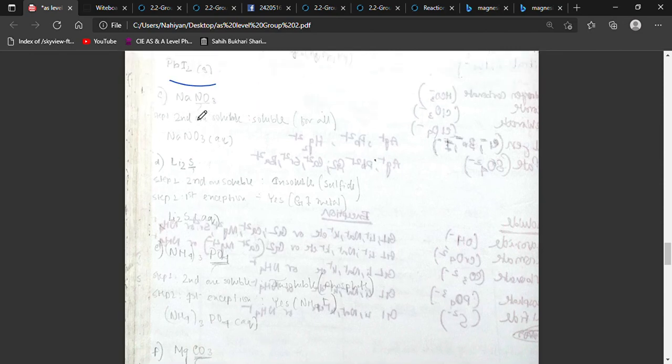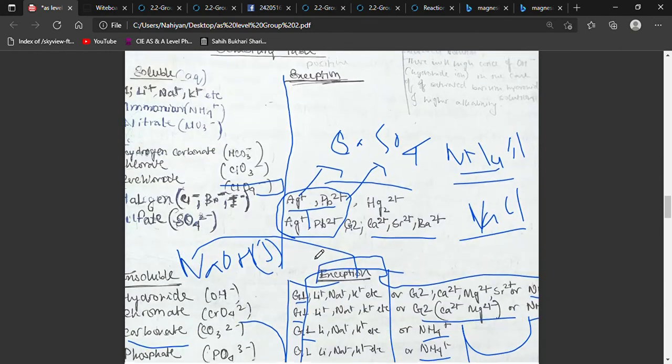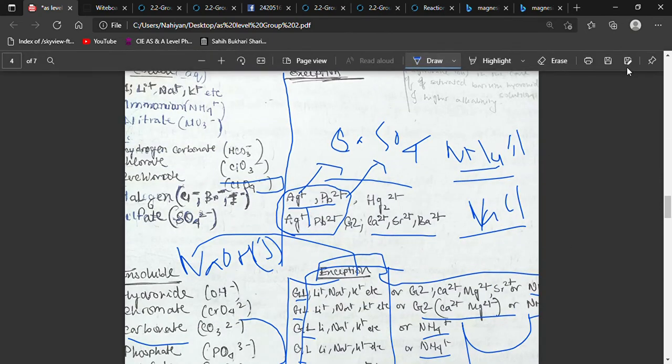So moving on, we have nitrate. We know all nitrates are soluble, and there is no exception. So whenever you see a nitrate ion, you just write it's soluble, and we don't have to check because there is no exception for nitrate ions. Similarly, there are other things, and that's how you check actually. So that's it for solubility, and we shall see you next class. Goodbye.